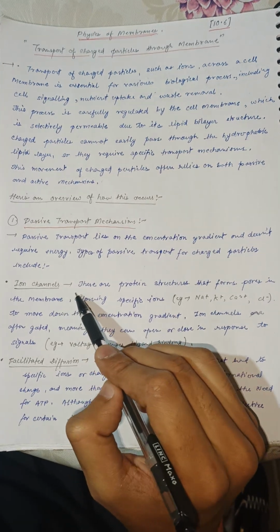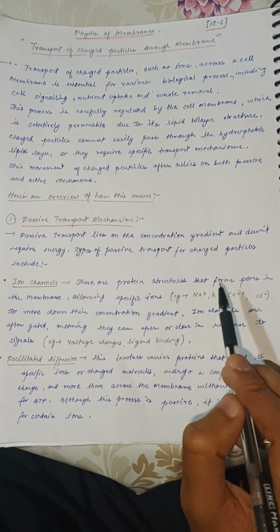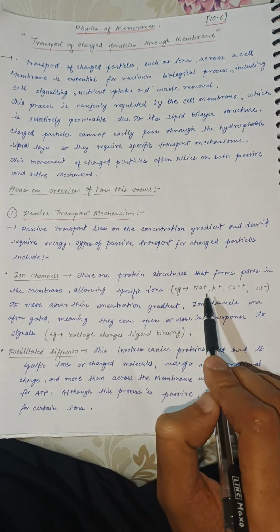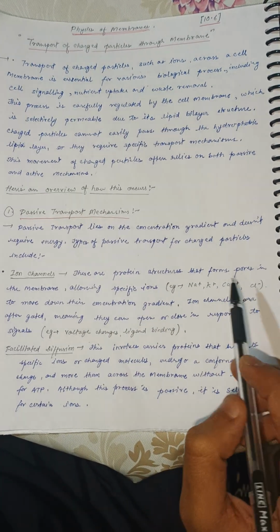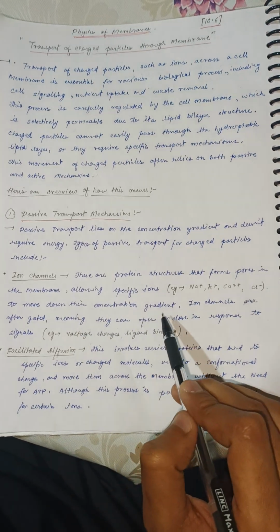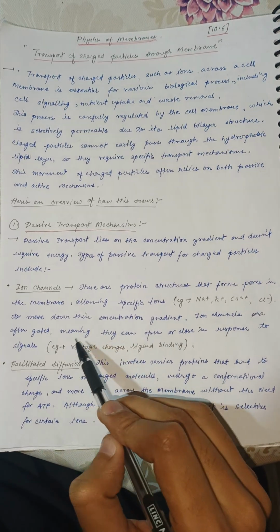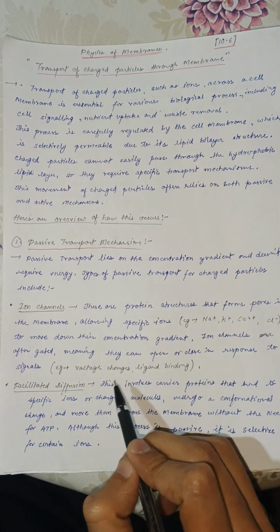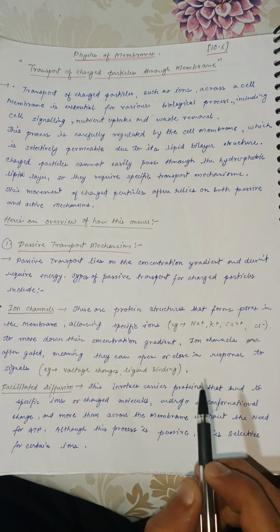So first one is ion channels. These are protein structures that form pores in the membrane, allowing specific ions, sodium, potassium, calcium, chlorine, to move down their concentration gradient. Ion channels are often gated, meaning they can open or close in response to signals. Example: voltage changes, ligand binding.